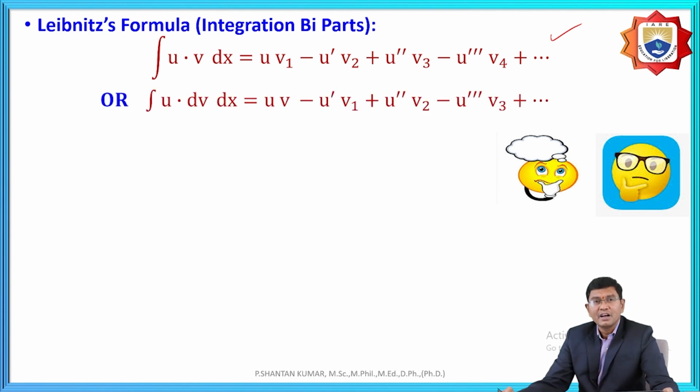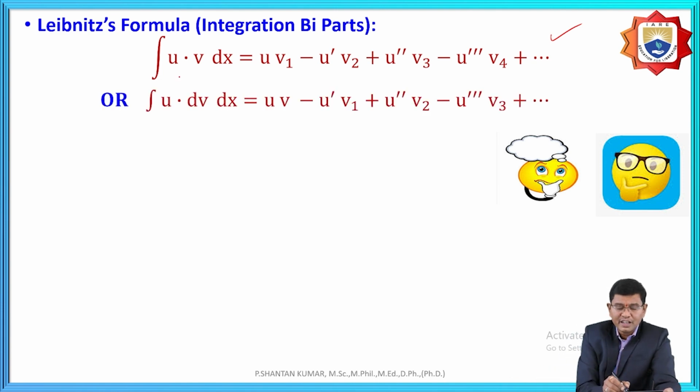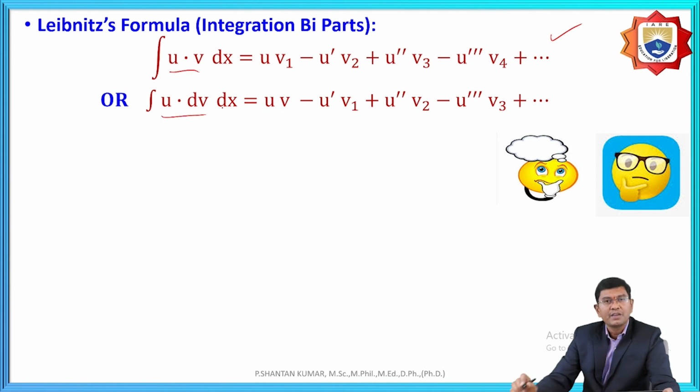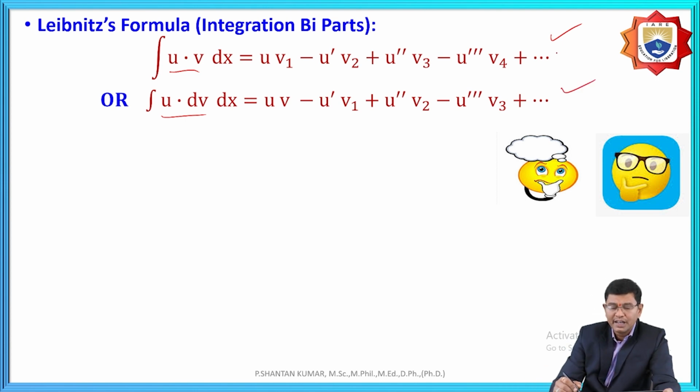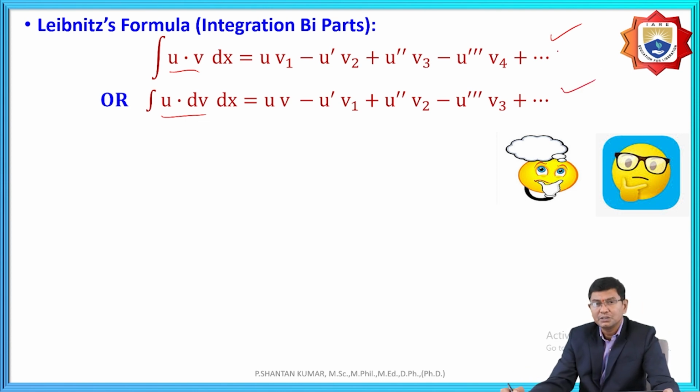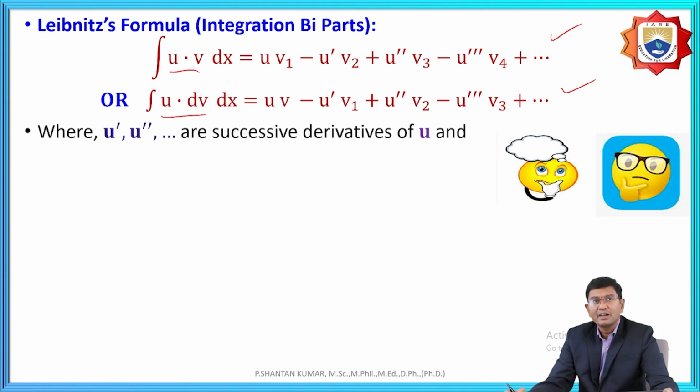And otherwise, in the presence of uv, it is udv. That integration of udv is nothing but, same like that, uv1 minus u dash v2 plus u double dash v3, plus and minus, up to so on. Either we need to follow any one of the formulas, integration of uv or integration of udv. Here u dash, u double dash, up to so on are called the derivative functions.